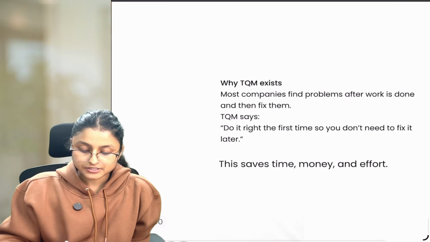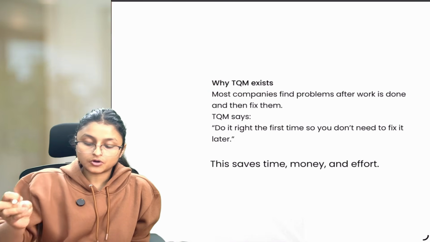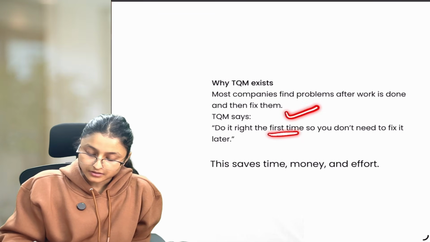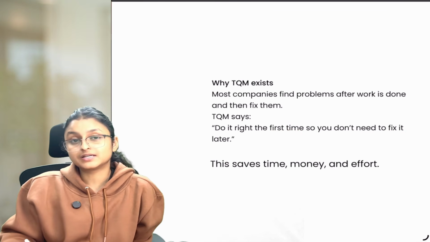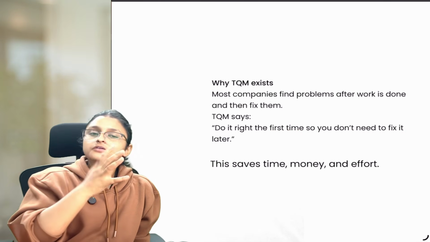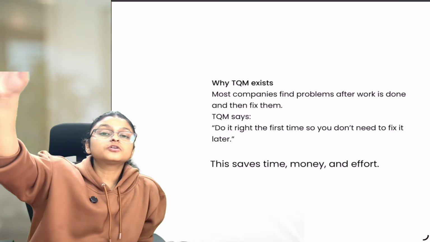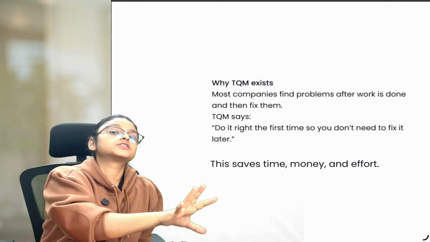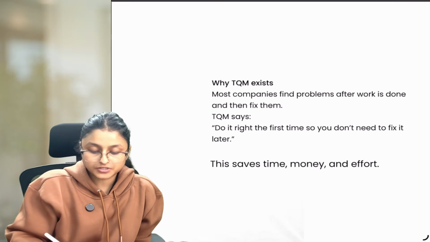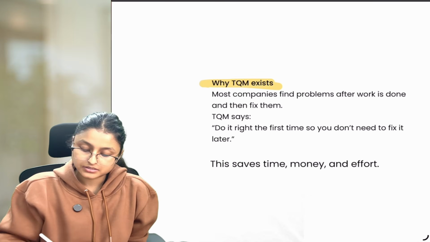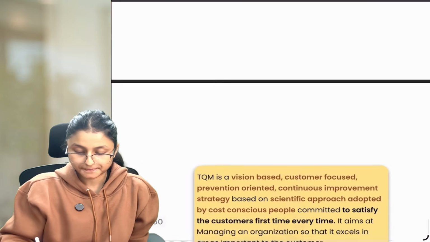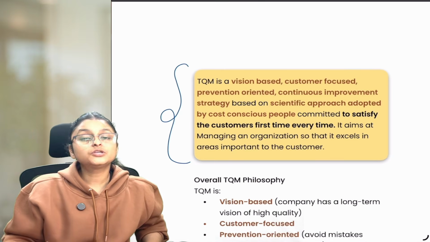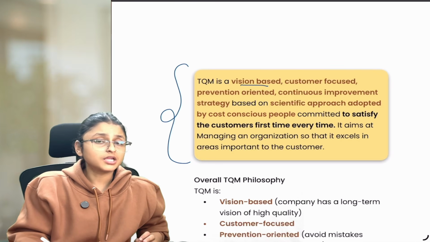Now, next is why TQM exists, why we are following TQM, so that we can make sure that we are doing everything right the first time, so we need not fix it later. Think about it. If you are preventing the defects from happening, then you are saving a lot of failure cost. A lot of failure cost is saved when you are preventing the defects from happening. And that is the aim of TQM. And that is why TQM exists. This saves time, money, and effort of the organization. Now, this definition is very important for TQM. Let's understand what it is saying. TQM is vision based. That means we are not aiming for the short term.